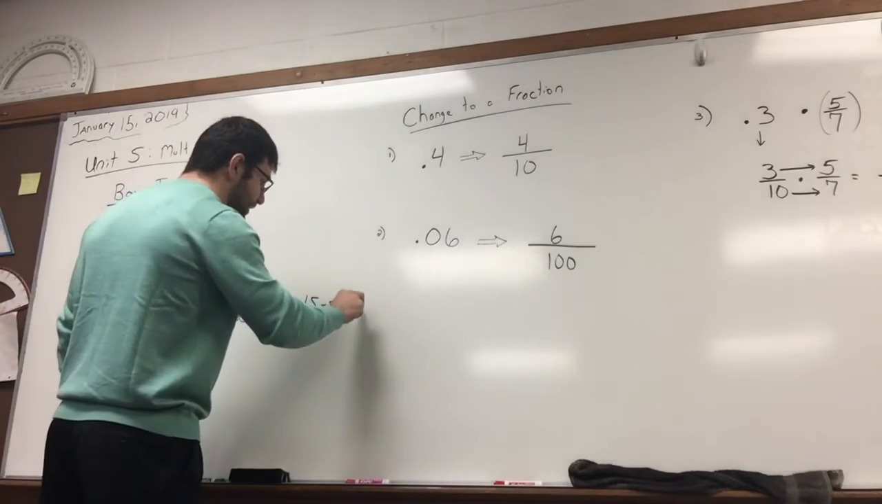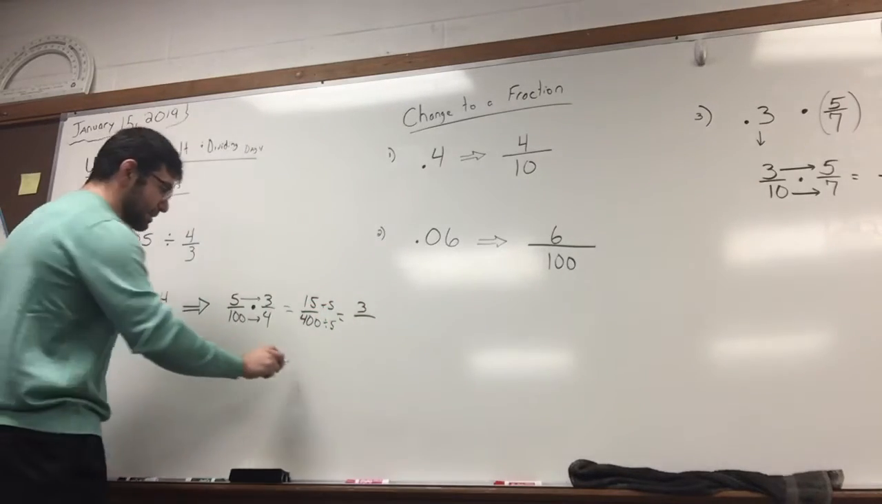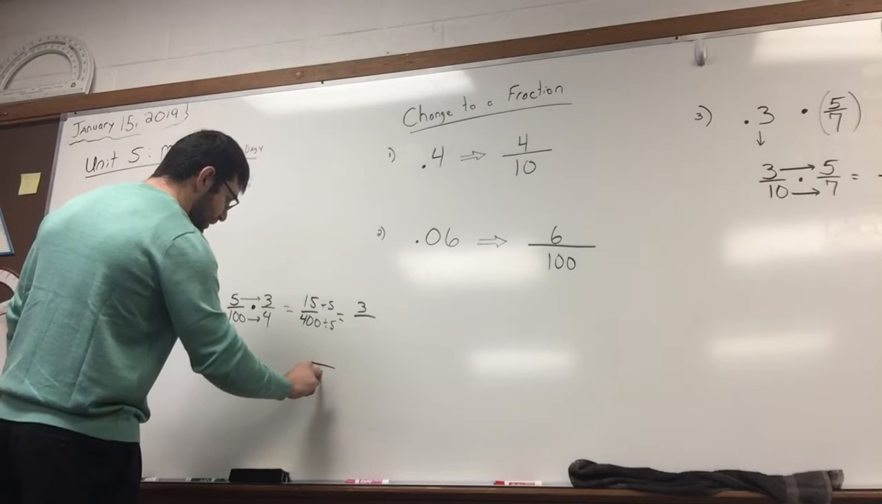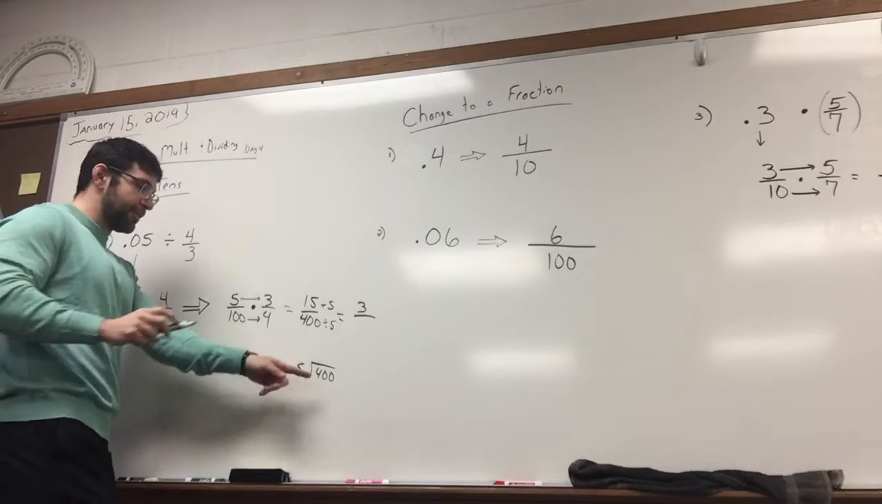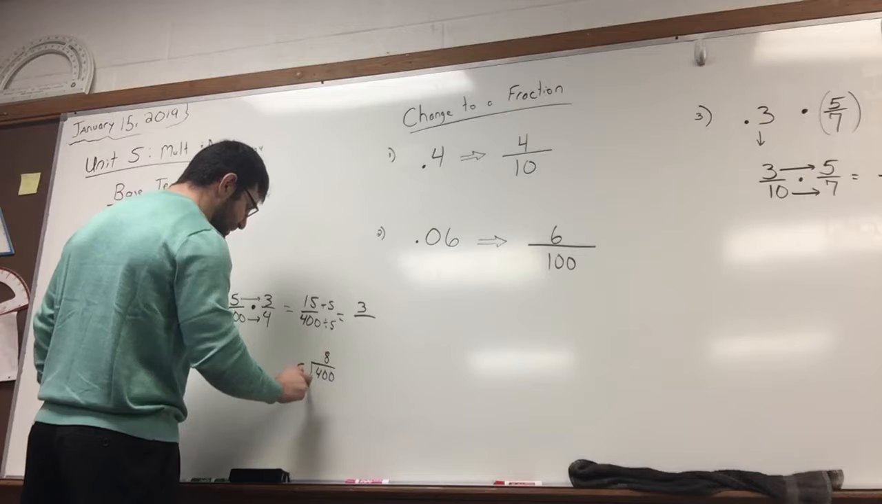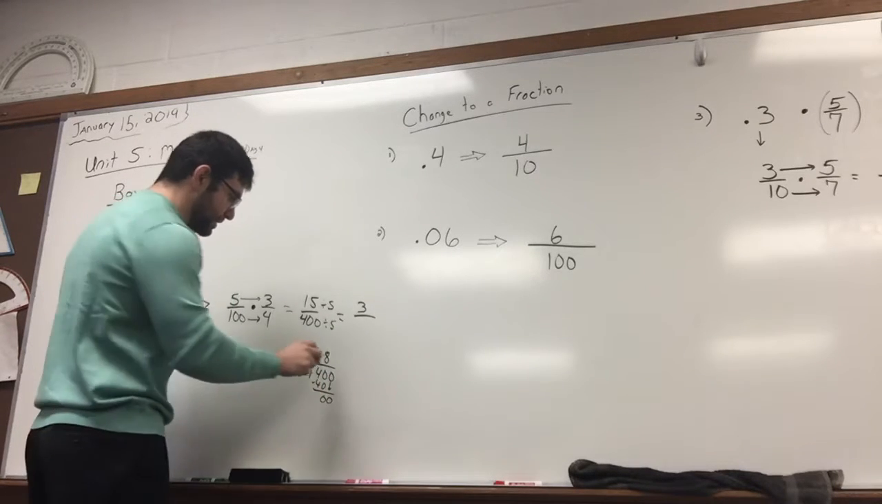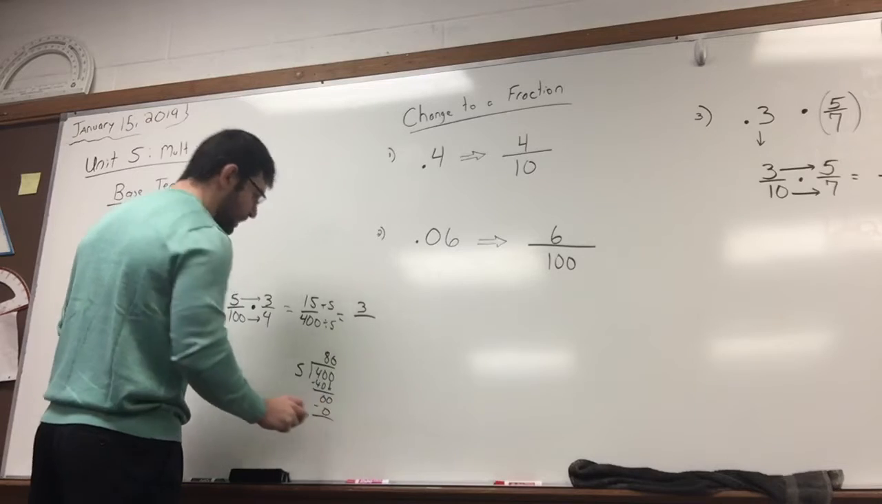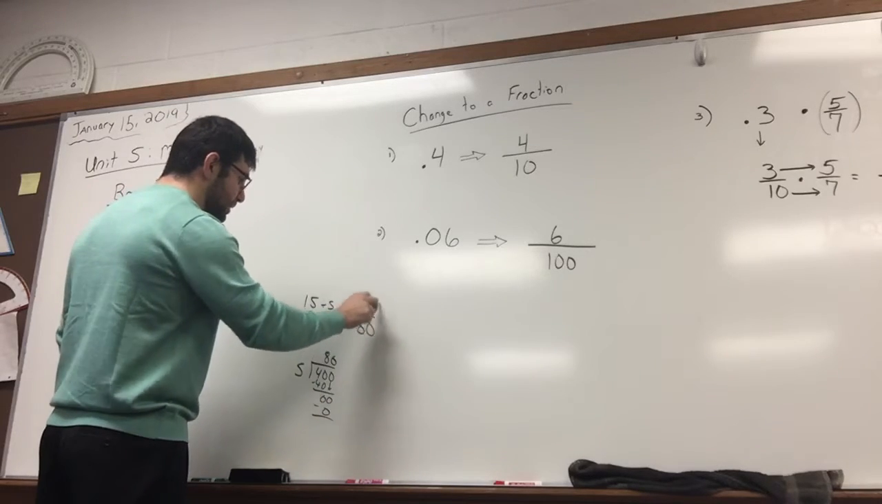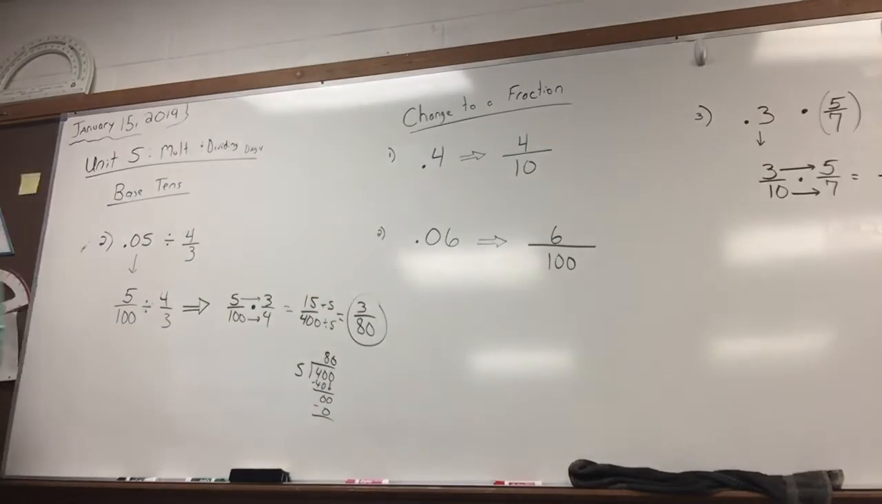15 divided by 5 is 3. Nice and easy. But I need a little bit more help in math here. 5 goes into 40 8 times. 8 times 5 is 40. That's 0. Bring down the 0. 5 goes into 0, 0 times. We're good. So that leaves me with 3/80. Questions on this one?